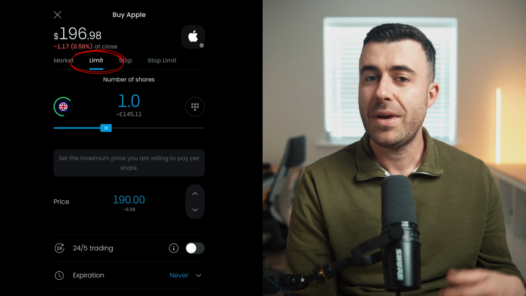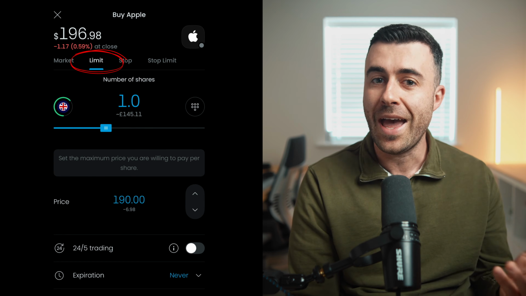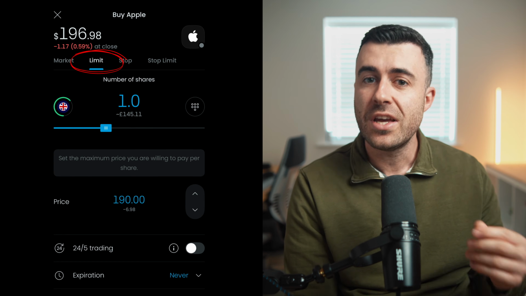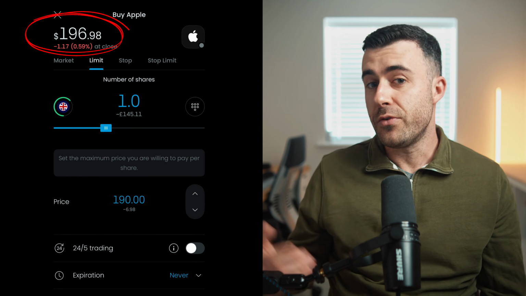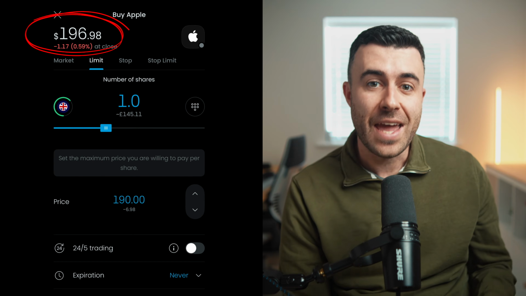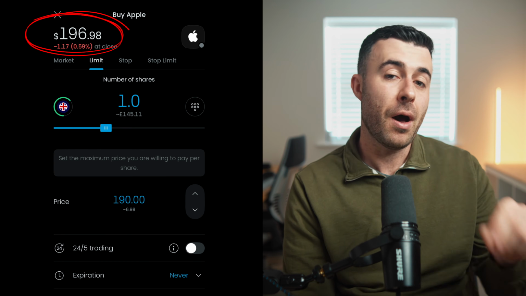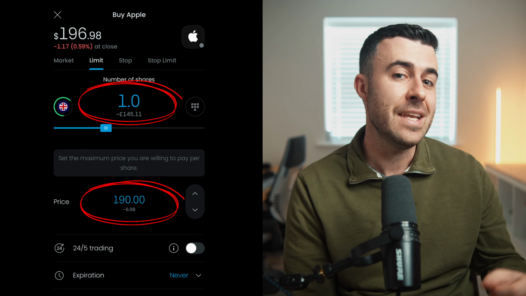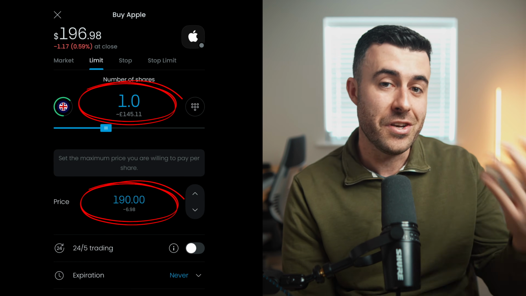So now that we know this, we can move on to a limit order. With this type of order, you can get a little bit more control over the price that you pay for your shares. Basically, what you can do here is set a specific price that you want to buy the stock at, and if it reaches that price, your order will then be placed as an ordinary market order. So for example, using Apple stock, the price for one share is currently at around $196, but I have set an instruction to place a limit buy order of one stock if the price ever reaches $190.